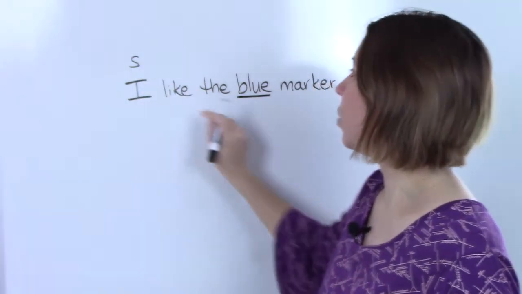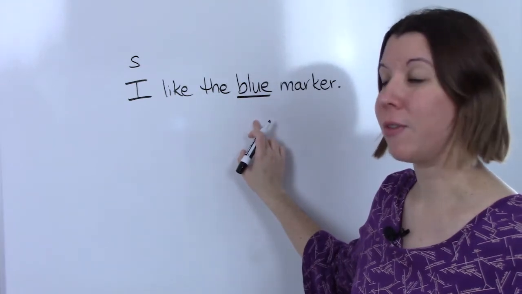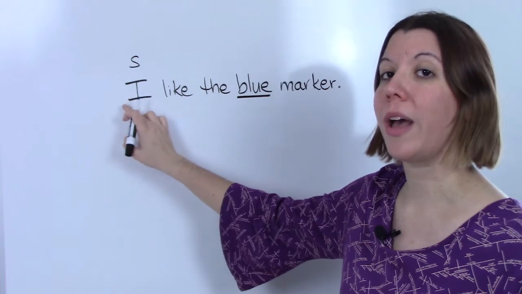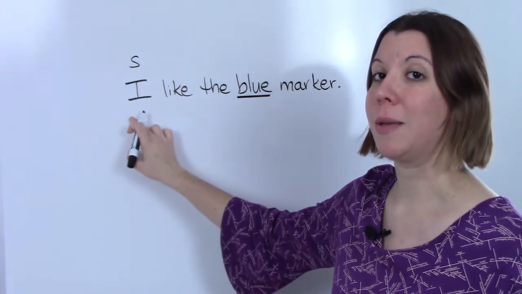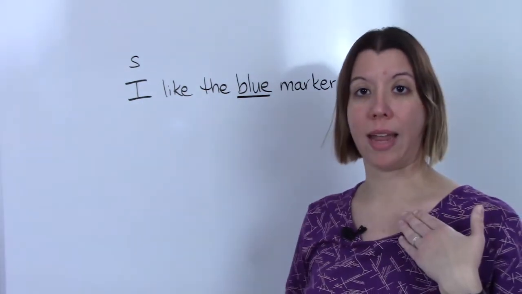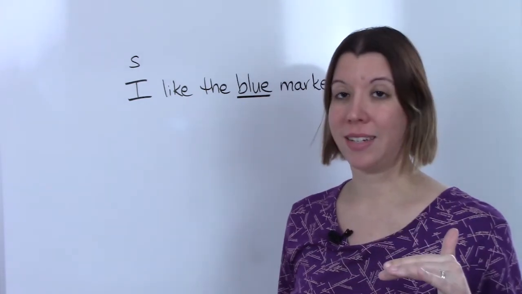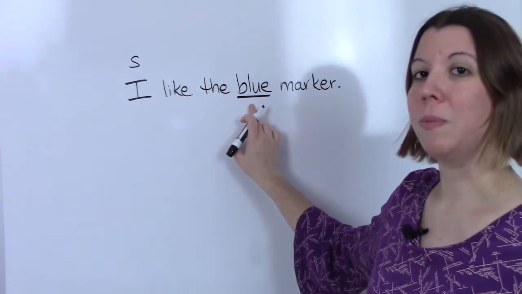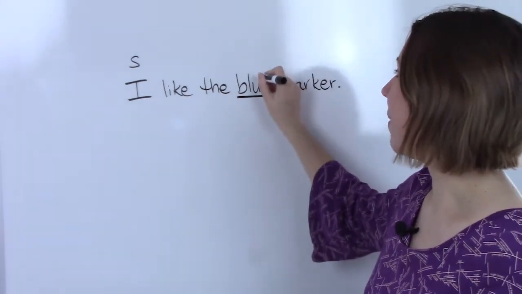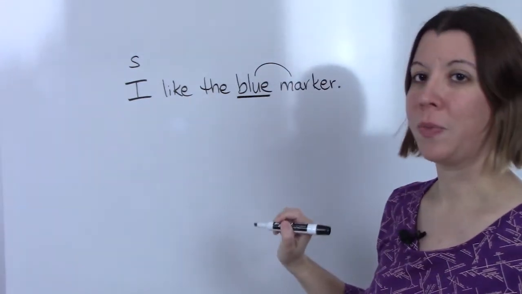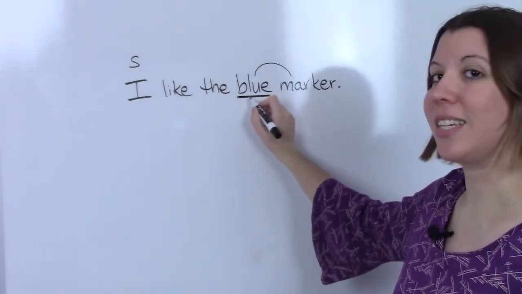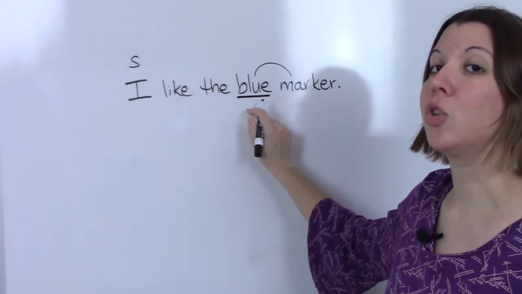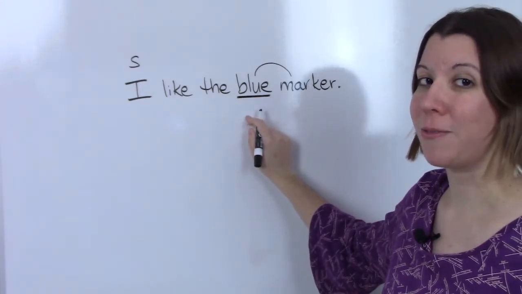So if this word was a predicate adjective, it would connect to the subject. It would describe, it would modify the subject. Am I talking about a blue eye? I am not. I am not blue. This word blue is describing the marker. So because the adjective modifies the noun that comes next, that's an attributive adjective.